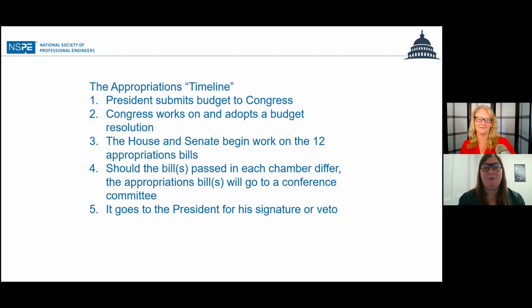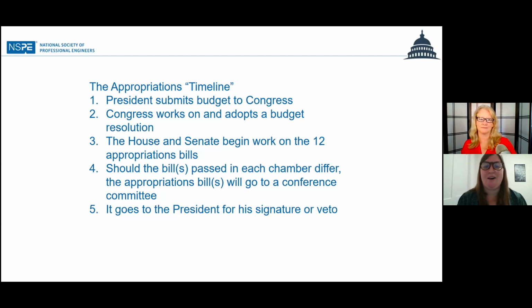And so once the Congress receives the president's budget, they work on and adopt a budget resolution. The budget resolution is Congress's response to the president's budget. By nature of the resolution being a concurrent resolution, it's an agreement between both the House and the Senate. It never actually goes to the president's desk or becomes law. And this establishes the overall fiscal policy in which to work off of in the subsequent appropriations bills.